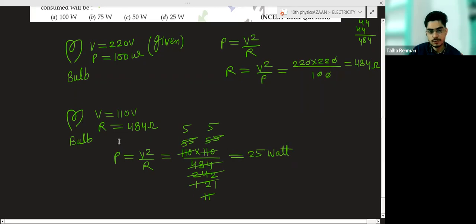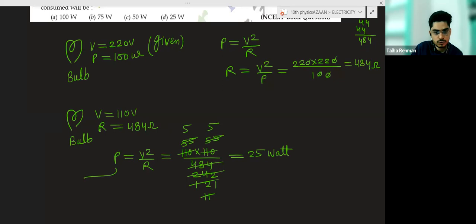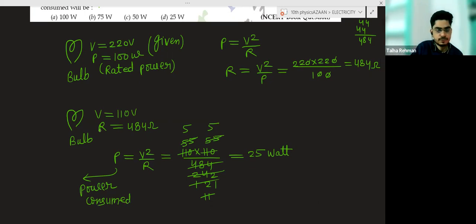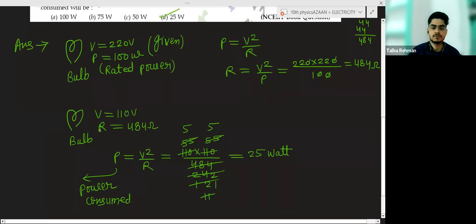This is the power consumed. And what is this? This is the rated power. Rated power means the maximum amount of power the bulb can take. So this is power consumed. Simply you have to apply the formula and get the answer. So what will be the answer? D option. Option number D.